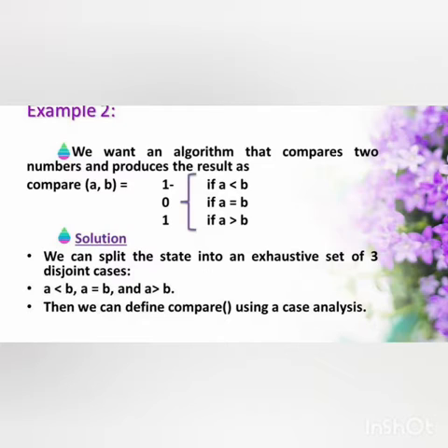Now, let's see the same example, comparing two values with 3 conditions. If A is lesser than B, then -1 will be the result. If A is equal to B, 0 will be the result. And if A is greater than B, then 1 will be the result. So, these are the conditions here. We have 3 disjoint cases, that is A lesser than B, A is equal to B and A is greater than B.